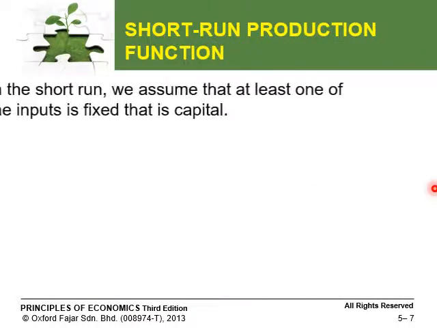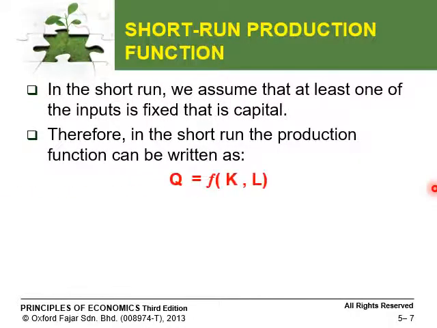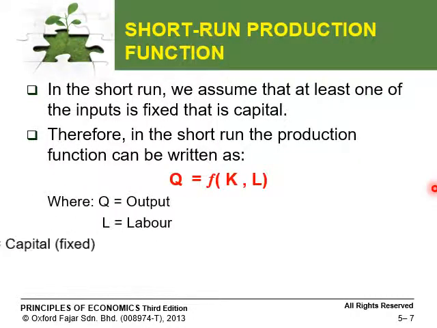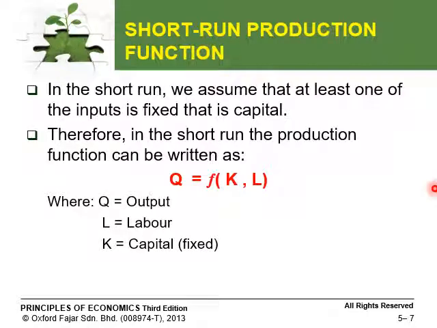Please remember, in the short run, there are two types of input: fixed input and variable input. This is the short run production function, where labor represents a variable input, meanwhile capital represents the fixed input. This is for the short run. Meanwhile, for the long run, all inputs will be variable inputs, as I just mentioned before.